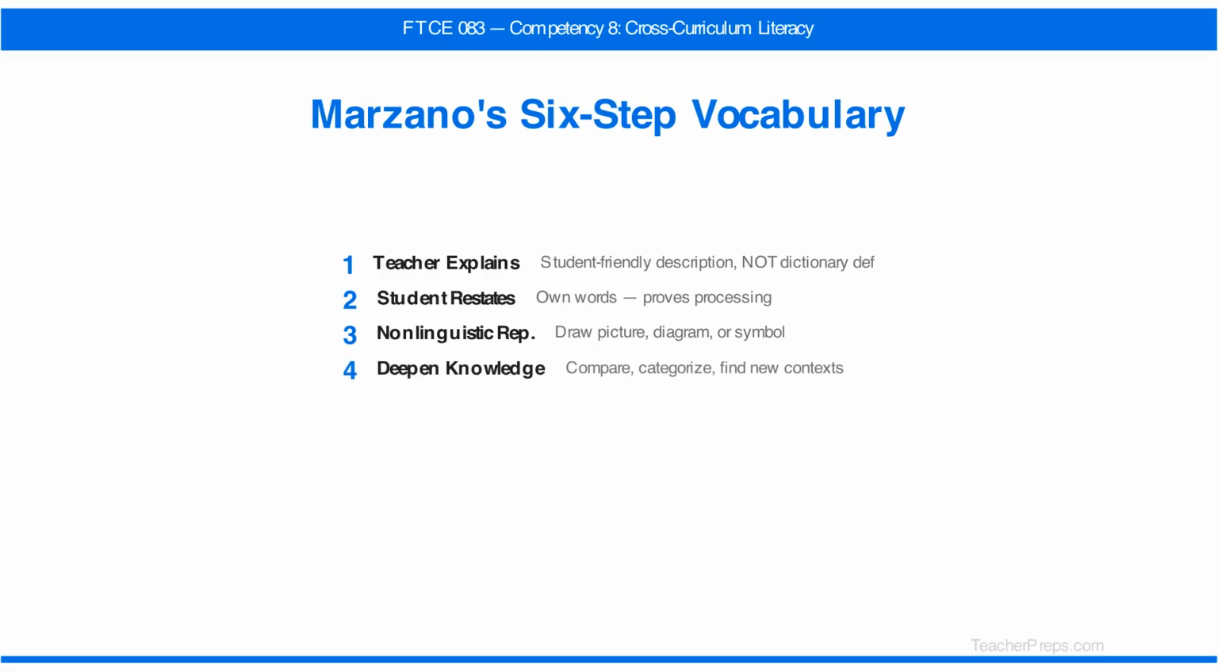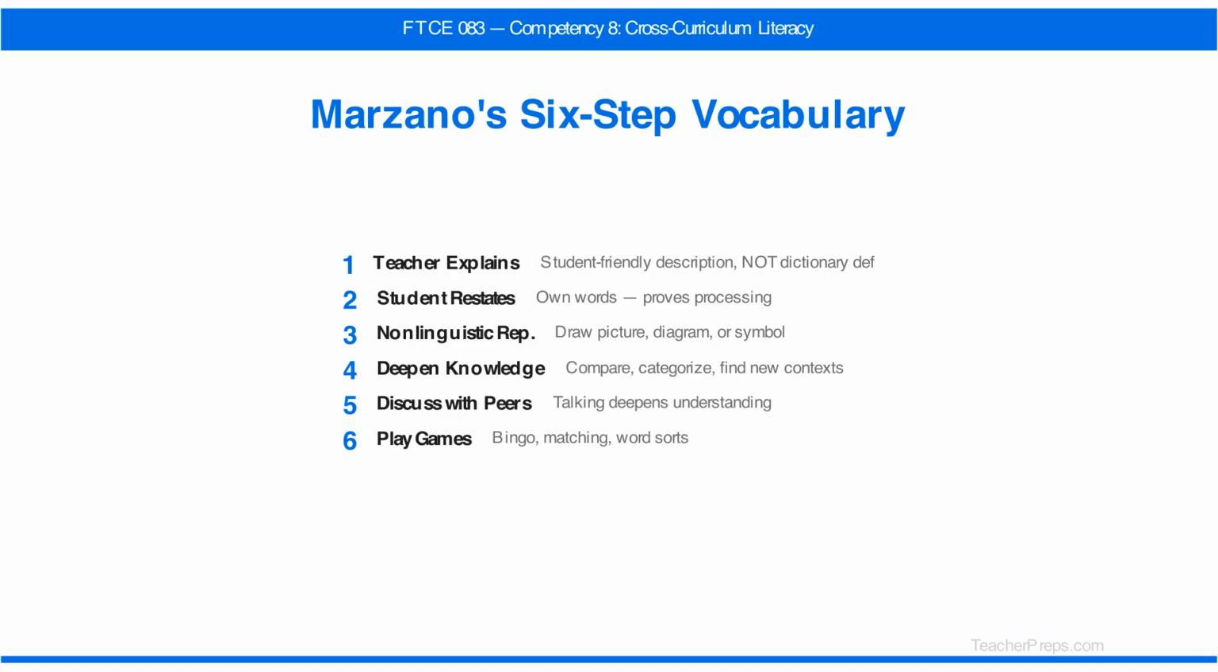For example, for the word erosion, you might say, erosion is when water, wind, or ice slowly wears away soil and rock, carrying pieces of it to a new location. Step 2. Students restate the description in their own words. This forces them to process the meaning rather than passively copying. If a student can explain the term in their own language, they understand it.